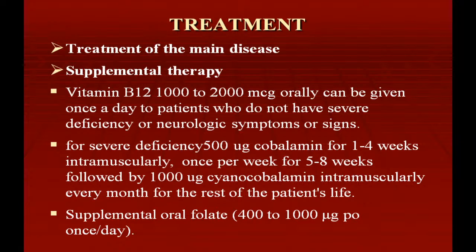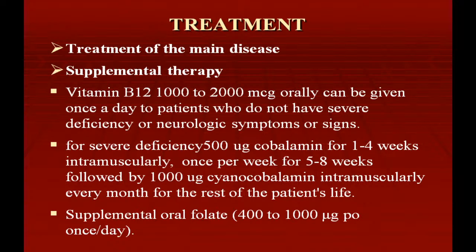How will we treat the patient with megaloblastic anemia? Of course, as we said, anemia is a syndrome, it's not a disease, and in each case we should detect the underlying disorder. We find the underlying disorder and treat it. So, treatment of the main disease. Of course, supplementary therapy because it's deficiency. So we prescribe vitamin B12. You see the dosage. It can be orally, or sometimes parenteral intake. The dosage depends on the severity of deficiency and clinical manifestation of anemia and accompanied problems.